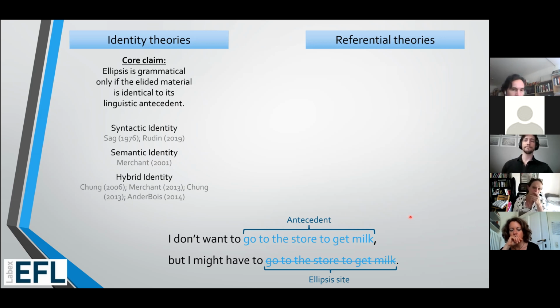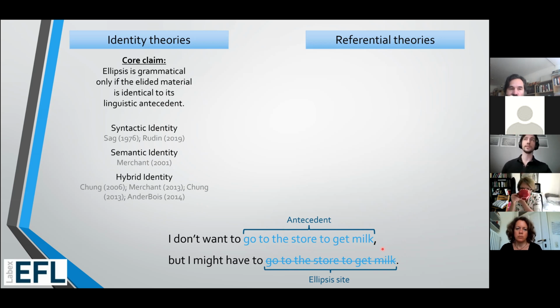And one thing they all have in common, and what's important for this talk, is that they all claim that there is some representation at the ellipsis site, at some level of representation, okay? And that representation is identical to some linguistic structure in the context. That's sort of the core claim that's important for my purpose.